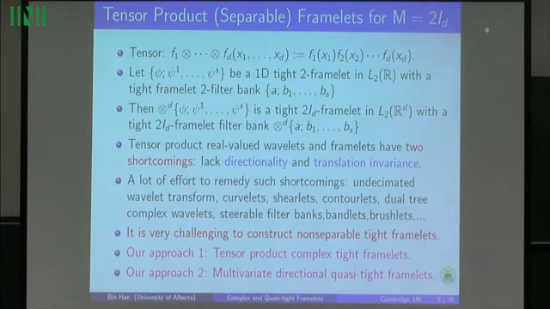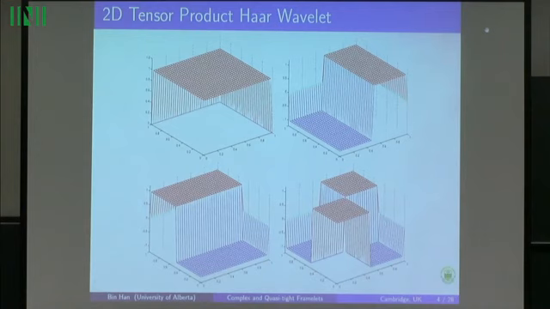So you are going to see, if you are going to construct multivariate tight framelets, it's a very difficult problem. But if I relax a little bit, then you are going to see a lot of beautiful math related to this. So let me show you why the tensor product real-valued wavelet is not that good. This example is here.